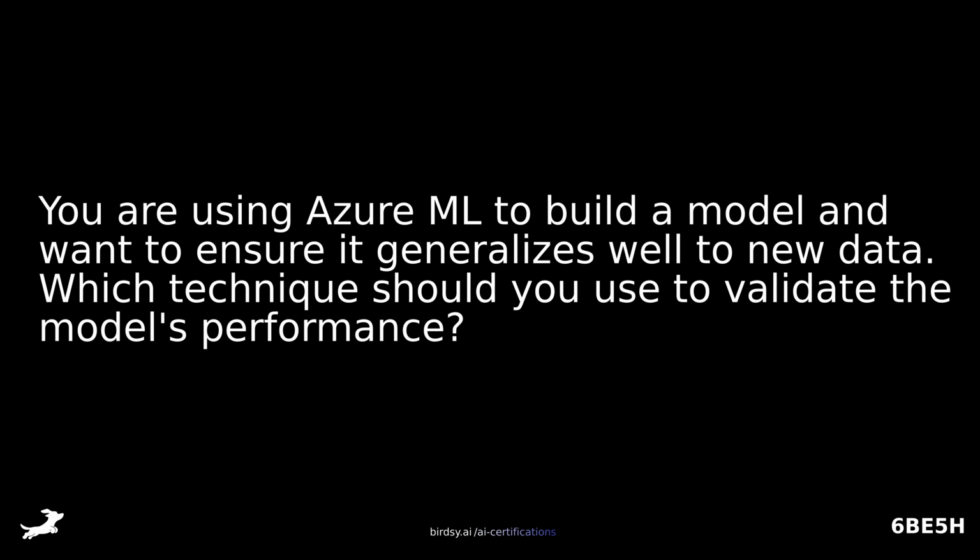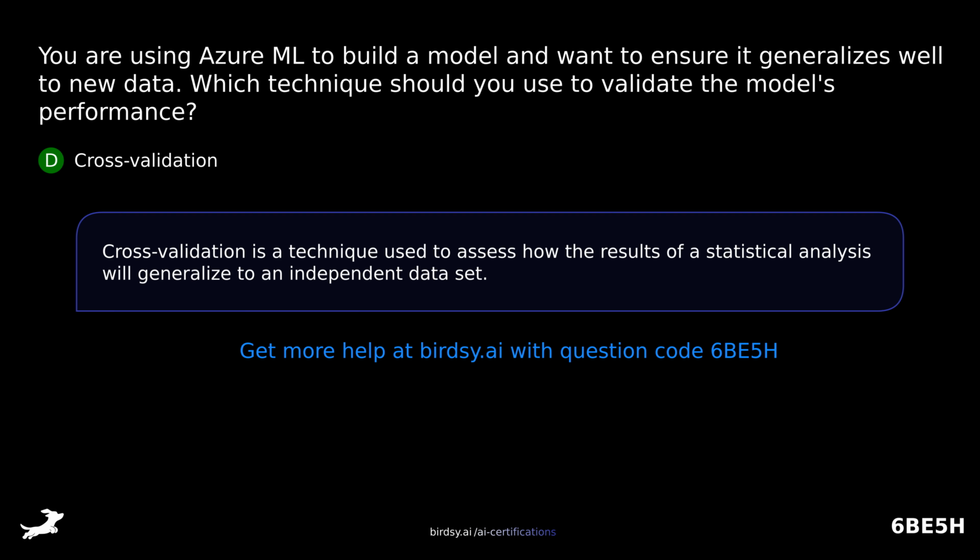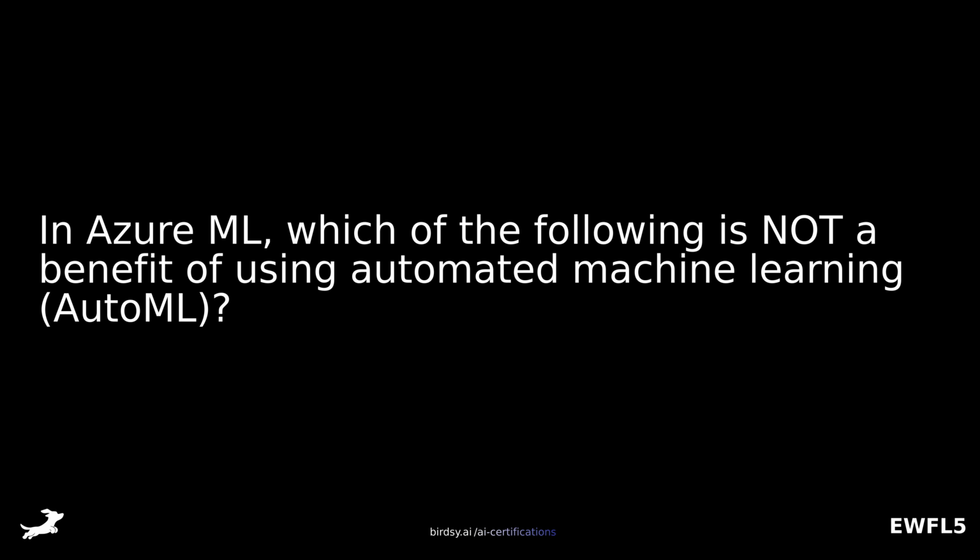Which technique should you use to validate the model's performance? Is it A, data augmentation, B, hyperparameter tuning, C, feature scaling, or D, cross-validation? The answer is D, cross-validation. Cross-validation is a technique used to assess how the results of a statistical analysis will generalize to an independent dataset. In Azure ML, which of the following is not a benefit of using automated machine learning?